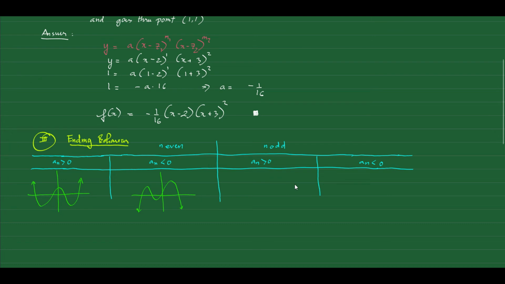For n odd, let me make this a little bit longer. So when n is odd, this is y. With a sub n positive, we're going to have something like this. And when a sub n is less than 0, we have something like that. It's not a nice graph. There you go.